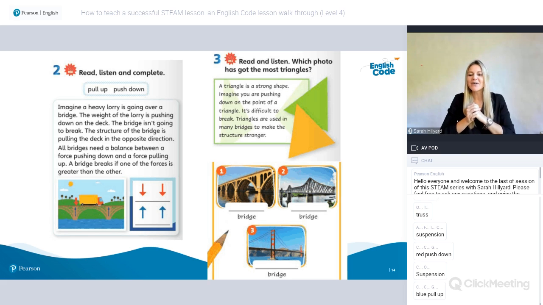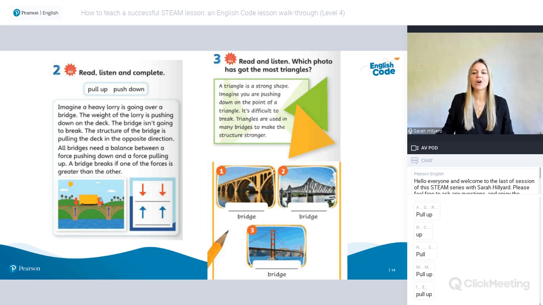So how would you label the red arrow? What would the red arrow be? Pull up or push down? Good, push down. And what would the blue arrow be? Pull up, fantastic, good. So we're learning about the science of force.